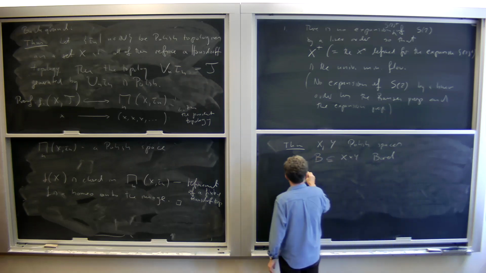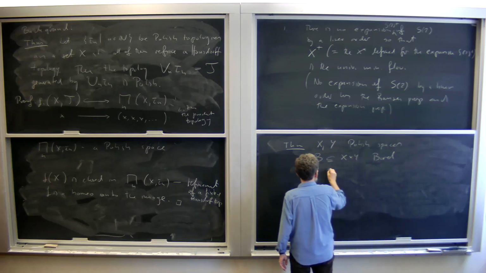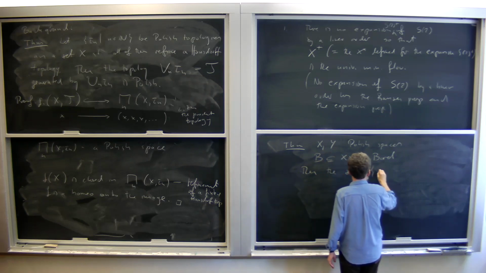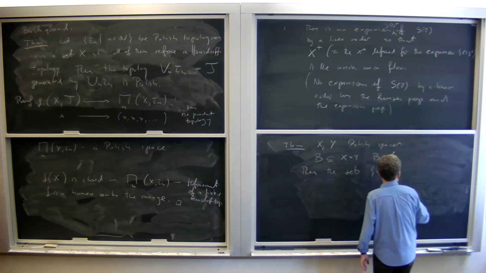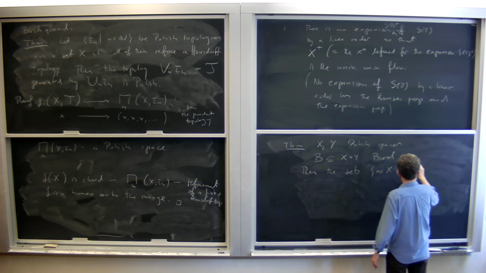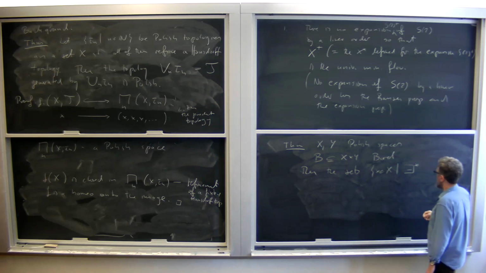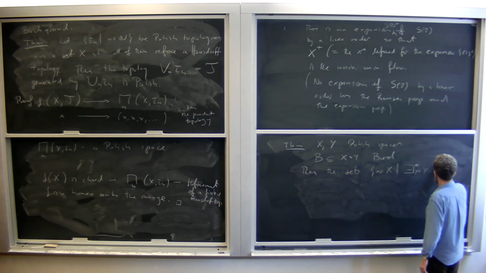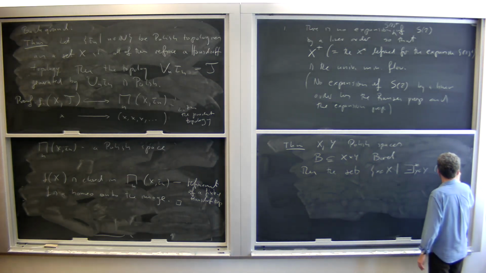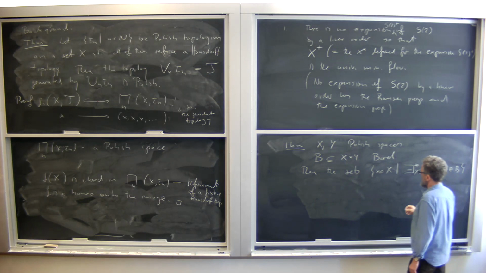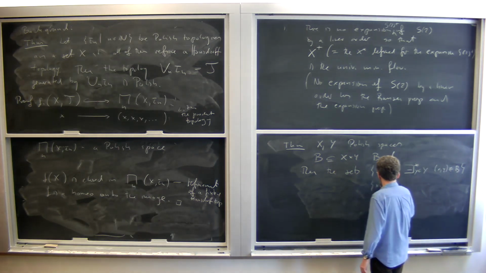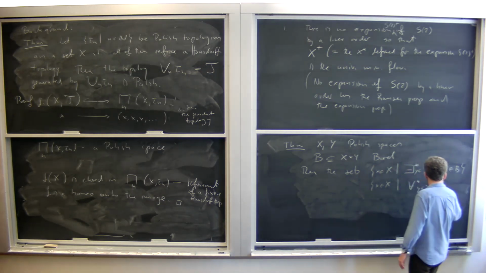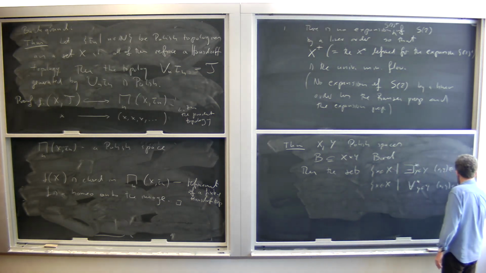So then the set of all x's in X such that, I will write it with quantifiers because it will be convenient, there are non-meagerly many y in Y such that (x, y) is in B, and the set of all x in X such that for almost all y, (x, y) is in B, are Borel.